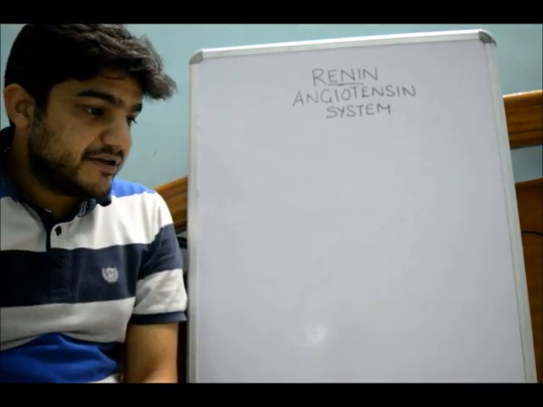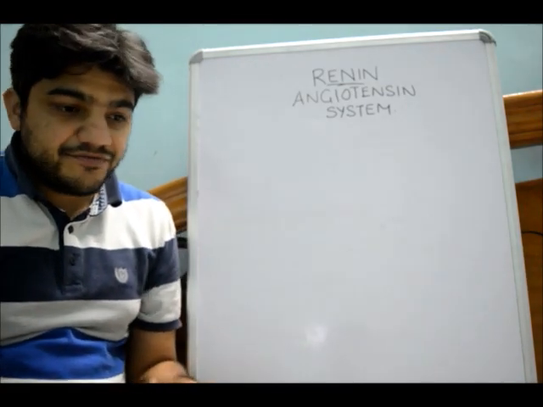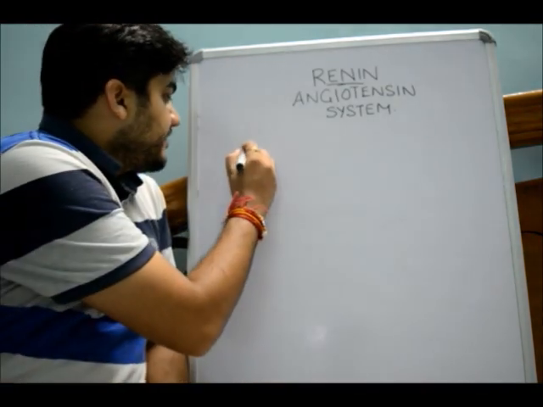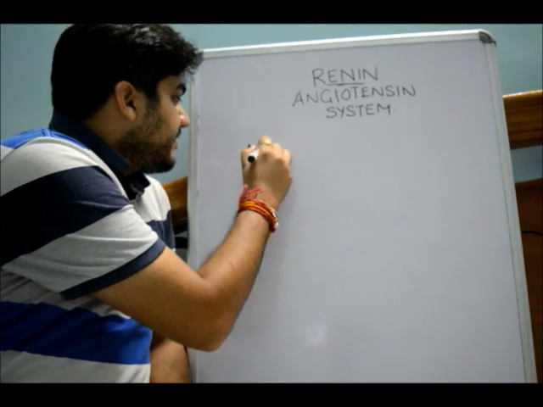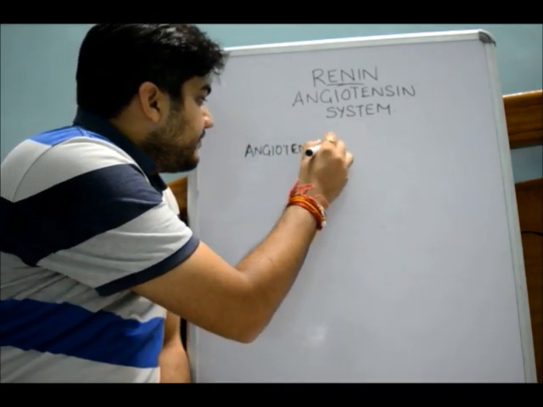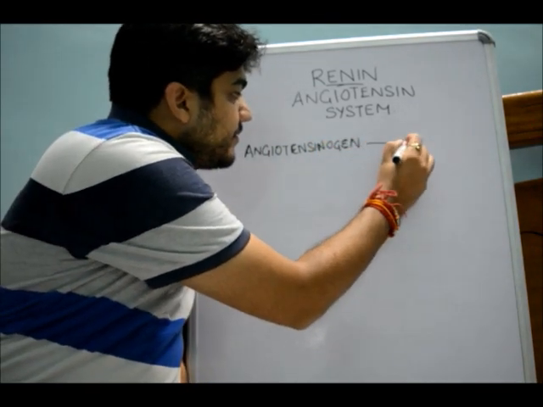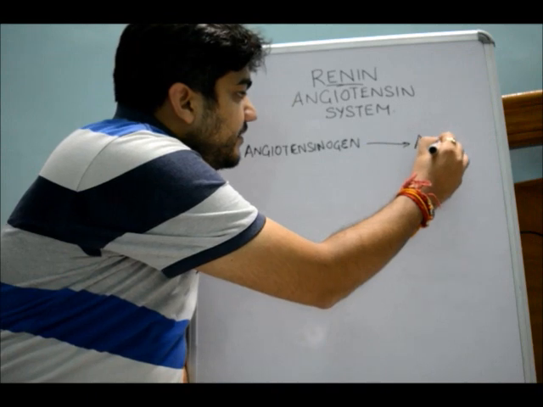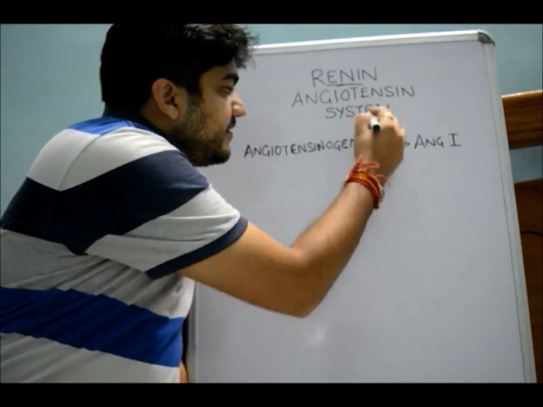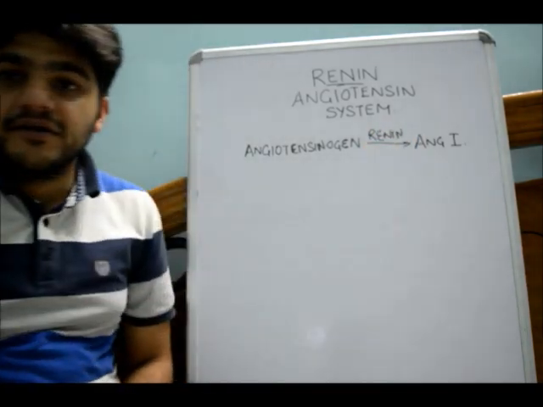And what renin does is it causes cleavage of one substance called angiotensinogen to angiotensin 1. This reaction is catalyzed by renin.